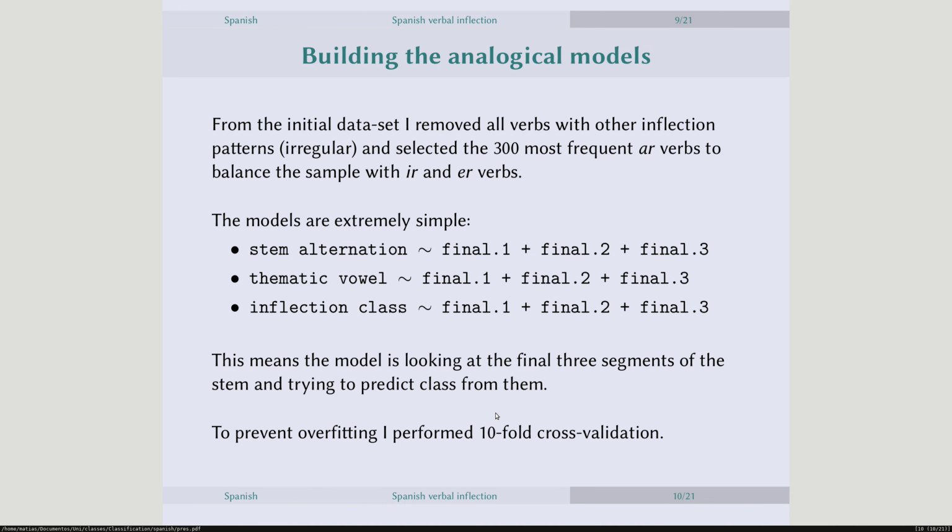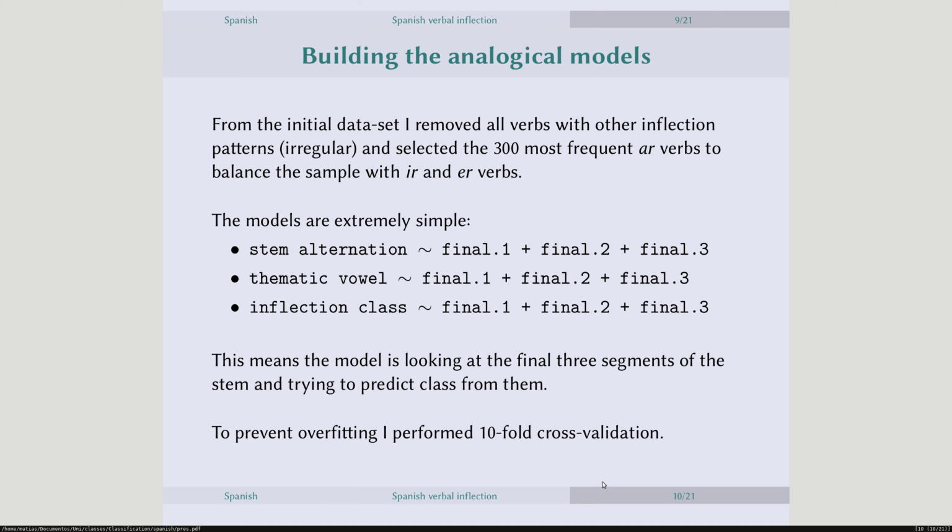The models I am looking at are three. As I mentioned, I reduced the number of R verbs to only the 300 most frequent ones, because otherwise the data is very unbalanced and it's very hard for the model to predict the low frequency patterns. So this way we have roughly the same number of R, L, and IR verbs. And I am fitting three models, one predicting stem alternation, one predicting thematic vowel, and one predicting both things together, so the full inflection class.